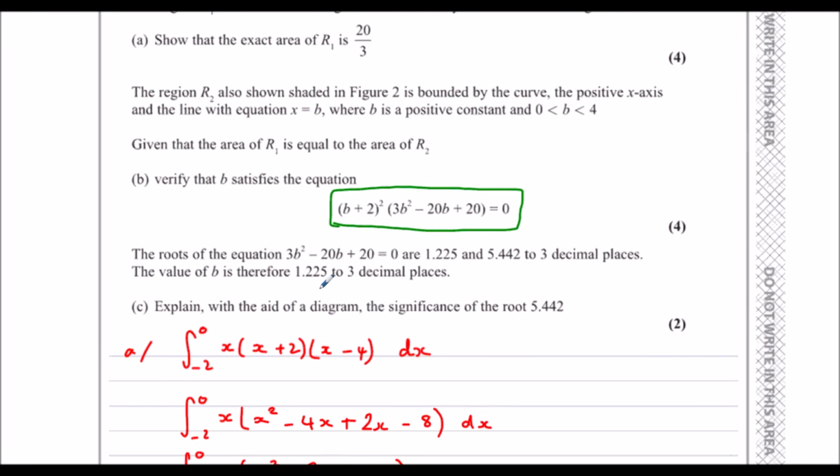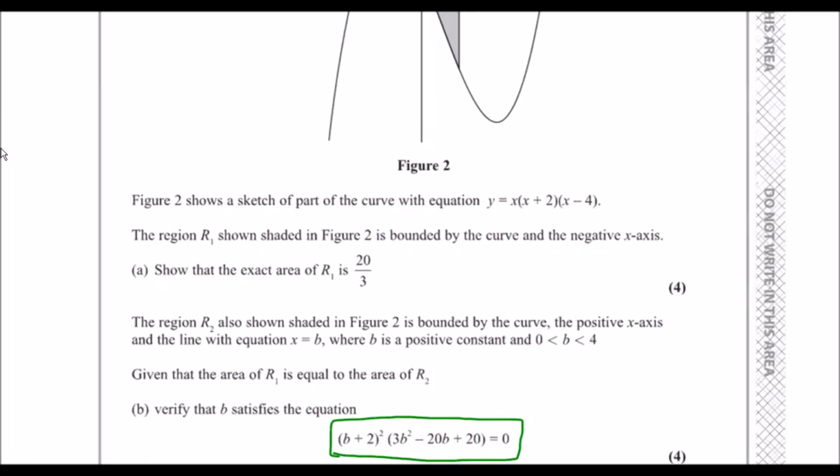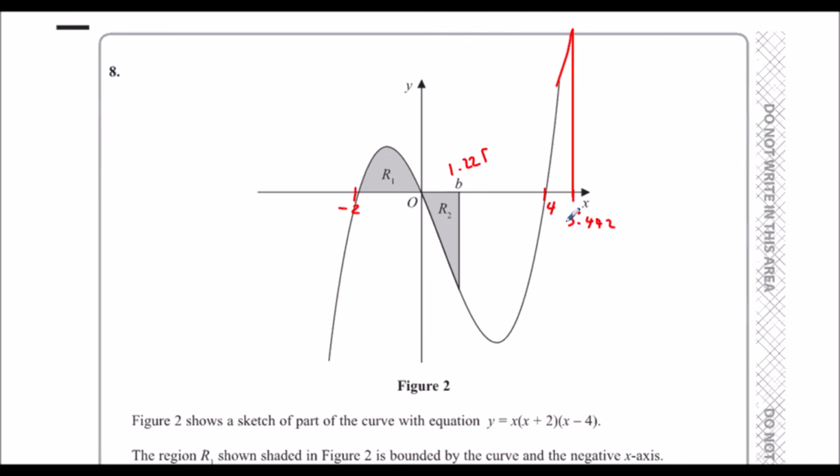The value of b is therefore 1.225. Explain with the aid of a diagram the significance of the root 5.442. So why have we got this root 5.442? So the area between 5.442 and 0 must be negative 20 over 3.